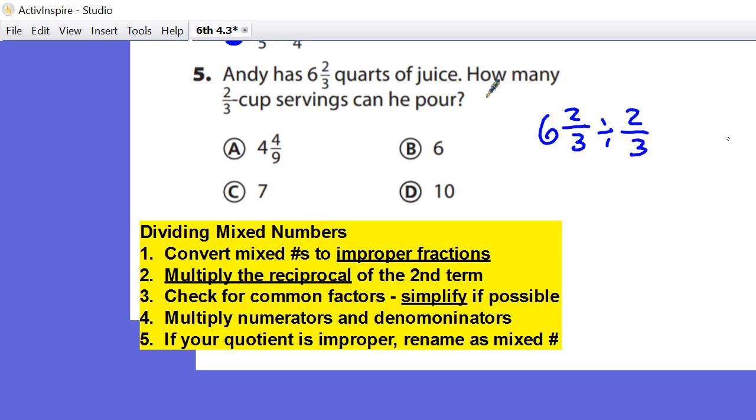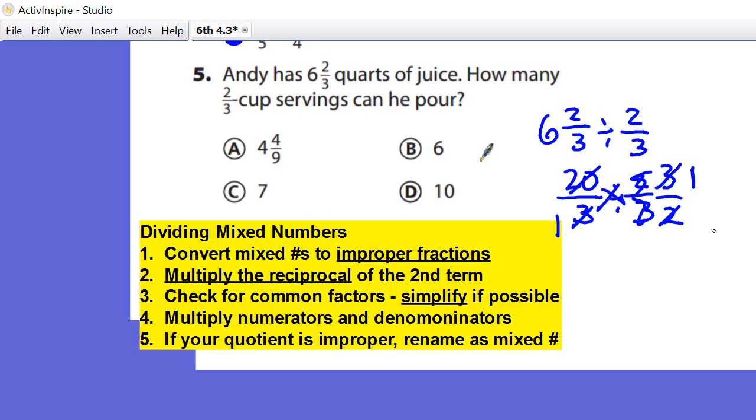First step is to convert mixed numbers to improper fractions. 6 times 3 is 18, plus 2 is 20. That's 20 thirds divided by 2 thirds. The second step is to multiply the reciprocal of the second term. The next step is to check for common factors. 3 and 3 share a factor of 3. They simplify to 1 over 1.